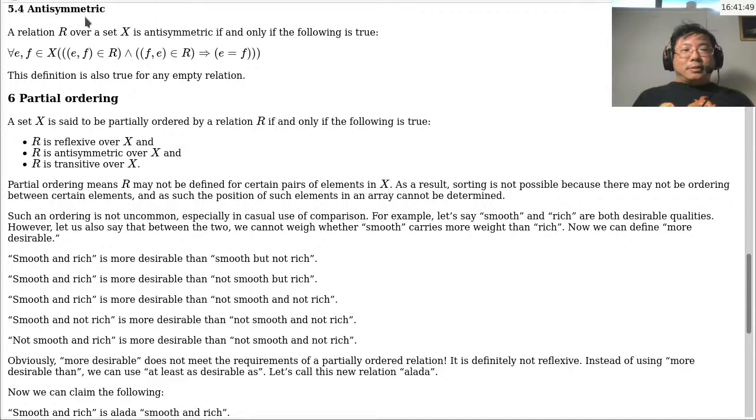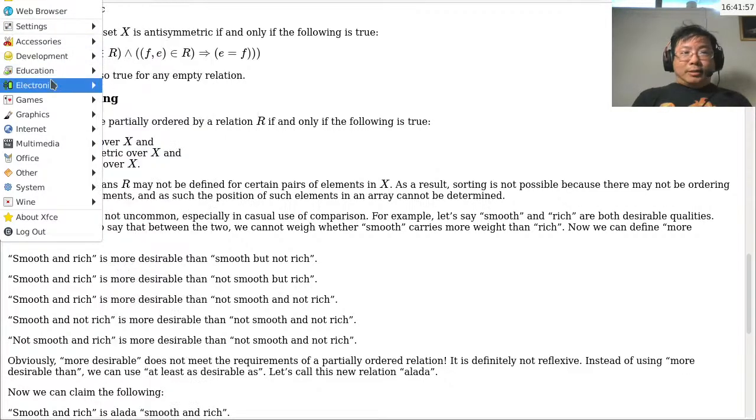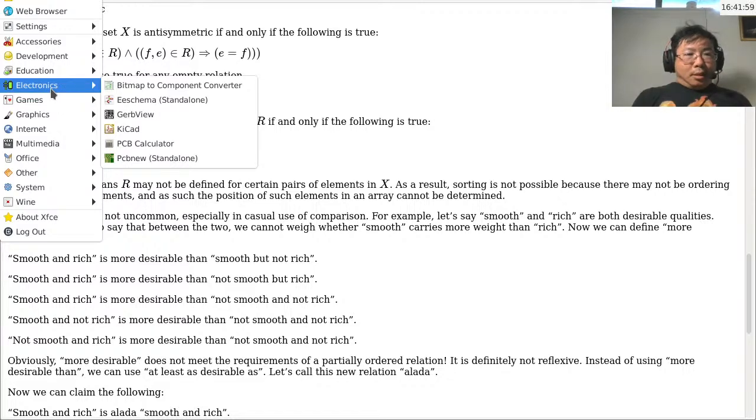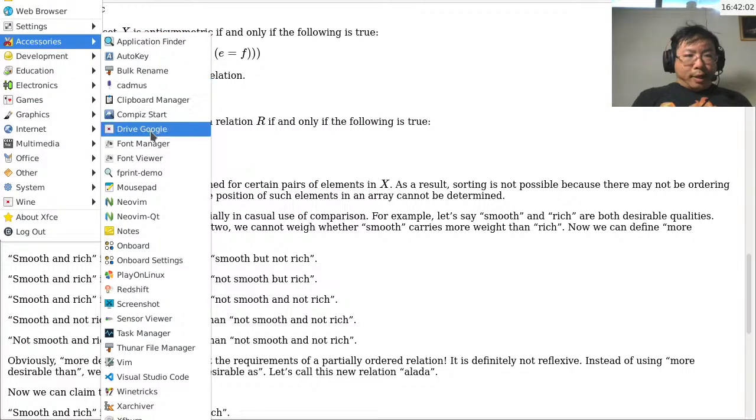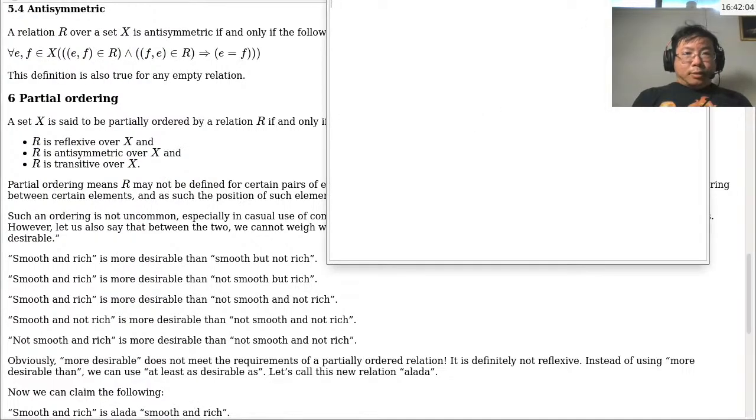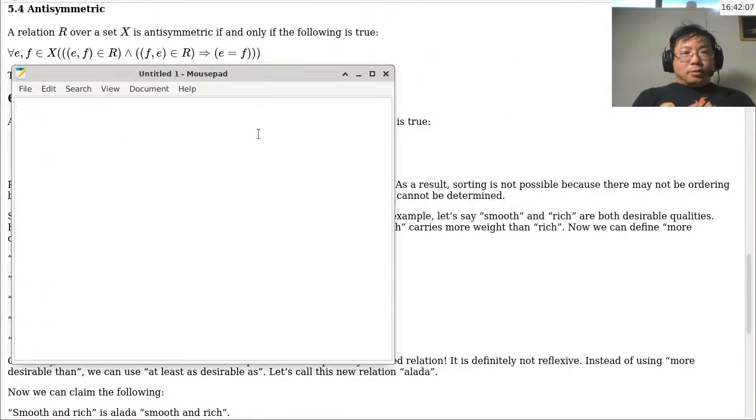Okay, let's go through some examples, because that way we'll see what is and what is not antisymmetric. I am going to use Mousepad, so I can just use a text editor to put in some examples. Let's say X, which contains the set of the elements that we want to relate, is {A, B, C}. And R, which is a relation defined over X, needs to be a subset of the Cartesian product X × X.